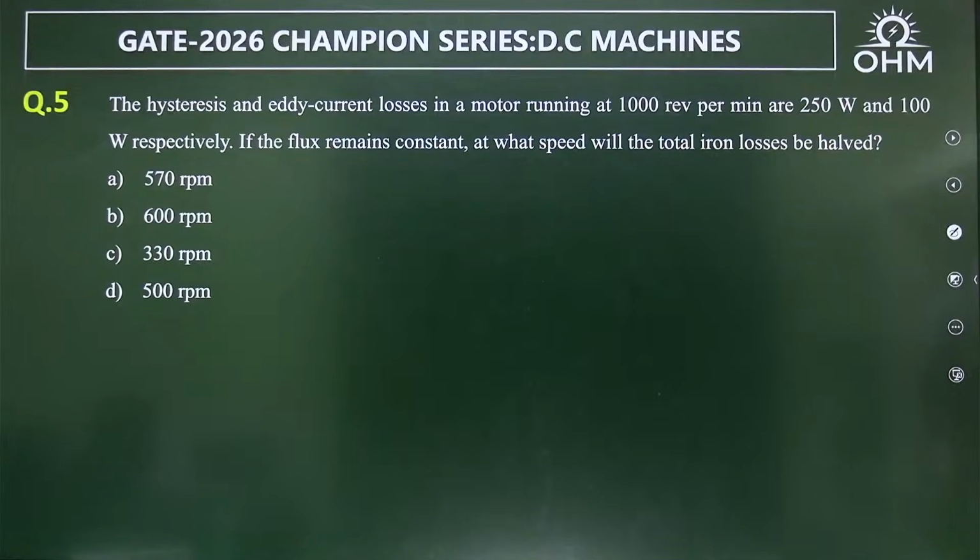Read the problem. The hysteresis and eddy current losses in a motor running at 1000 revolutions per minute are 250 watt and 100 watt respectively. If the flux remains constant, at what speed will the total iron losses be halved? At what speed the total iron losses becomes half? That is the question.